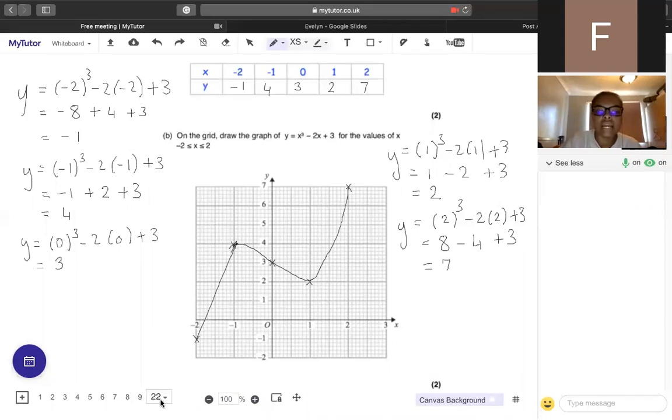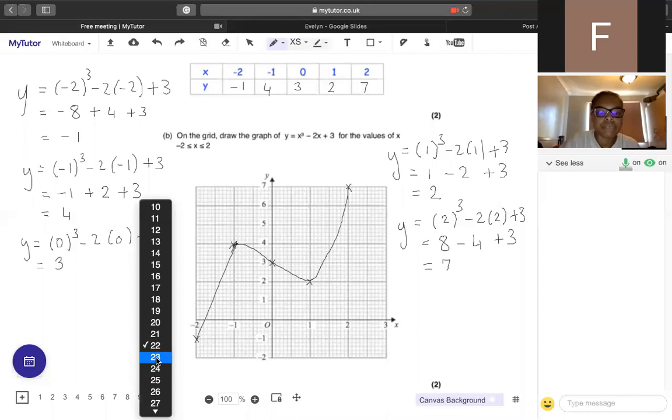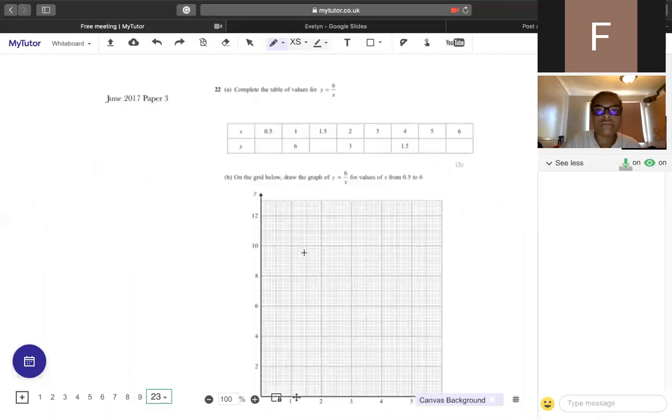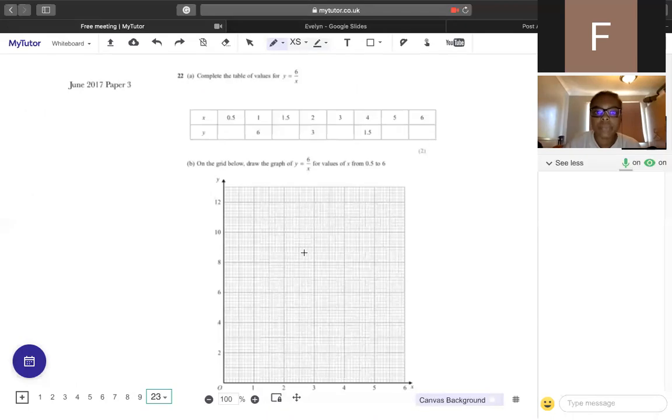So let's try another question, but now in regards to a reciprocal graph. So this is a past paper question from June 2017, paper 3. I think this is the Edexcel paper that this one is from. And as I said before, anytime they ask you to draw, sketch or plot a reciprocal graph, it's not going to be something very complicated. So this one is just 6 over x.